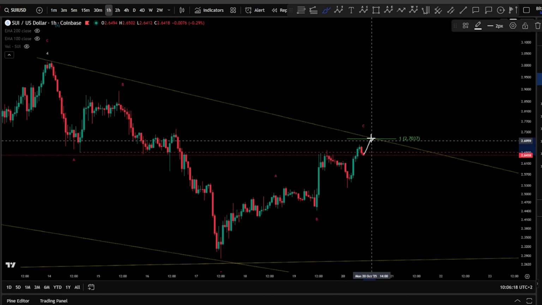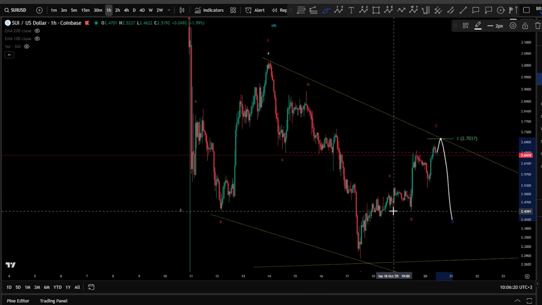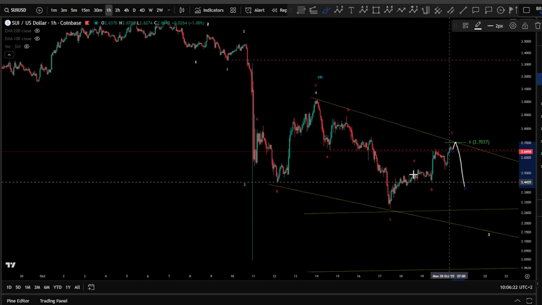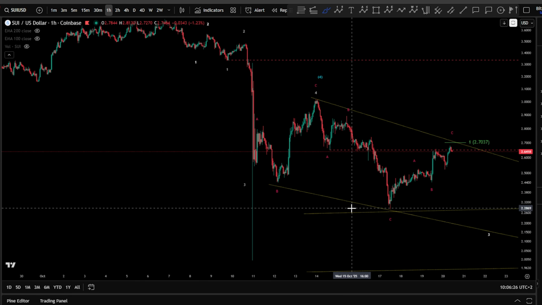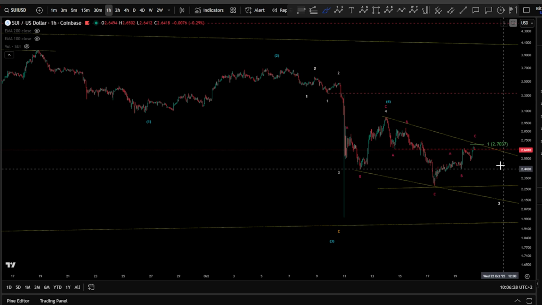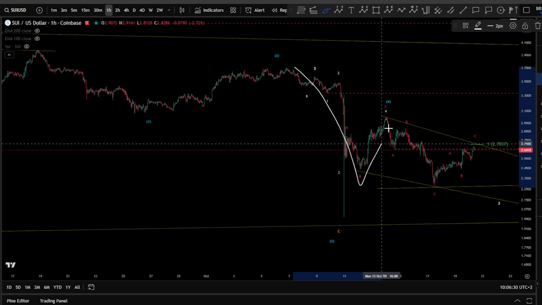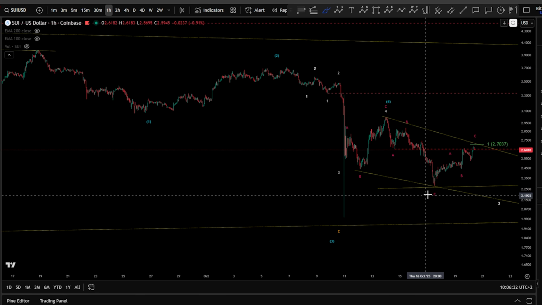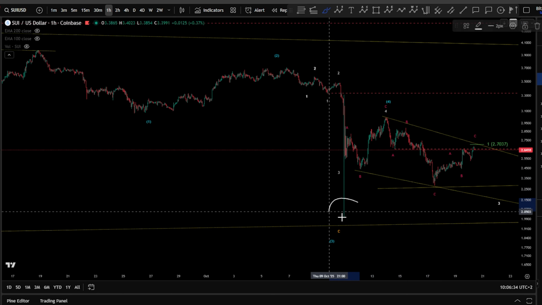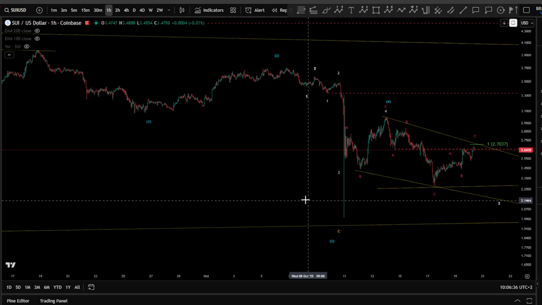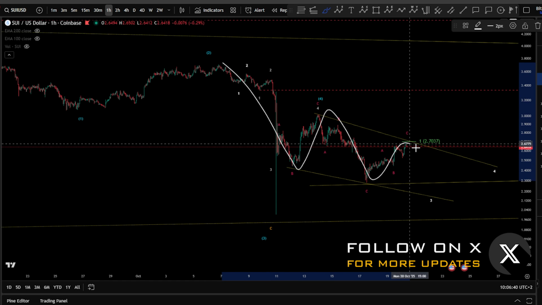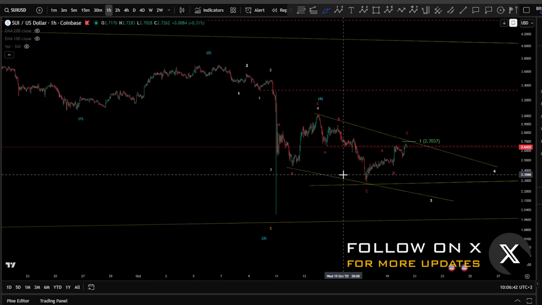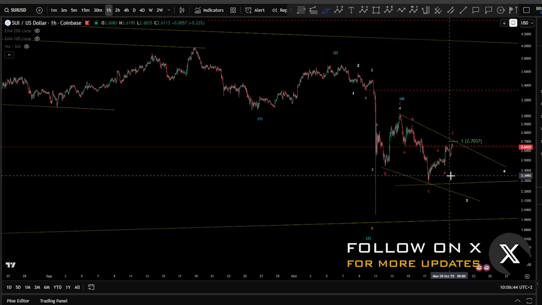Potentially one more high to hit the 1-to-1 fib level, which is, of course, with this potential ending diagonal that might be unfolding here as 1, 2, 3, 4, and a 5, or even a bigger one, which can be a 1, 2, 3, 4, and a 5. Again, since you took the low here, if you don't want to take the whole wick into consideration, it can be an ending diagonal as well, unfolding in several shapes.